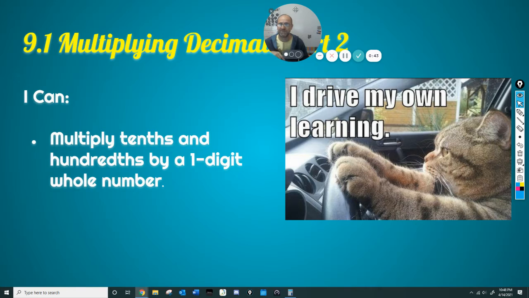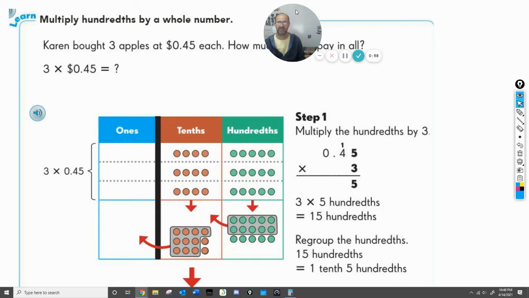Anywho, we're doing multiplying decimals part 2, where our goal today is to be able to multiply tenths and hundredths by a one-digit number. You think you can handle that? I think you can handle that, and I know the kitty cat here thinks you can handle it. So let's move on. Okay, Karen bought 3 apples at 45 cents each.